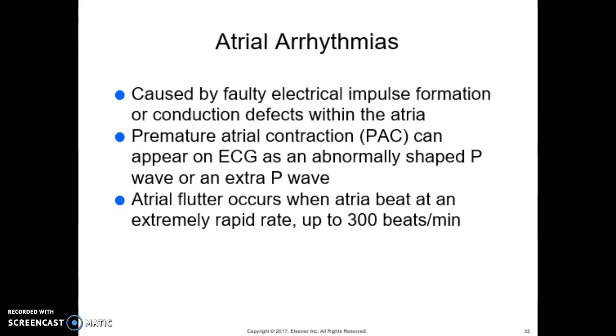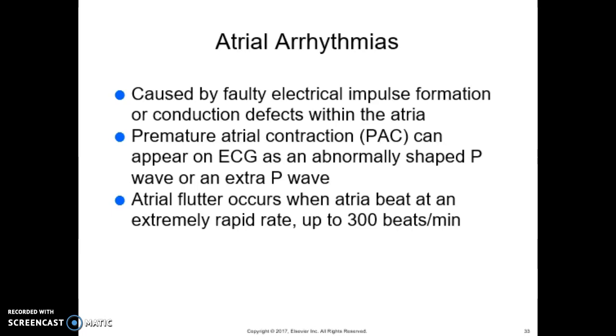Atrial arrhythmias are caused by faulty electrical impulses, formation or conduction defects within the atria. Premature atrial contractions, or PACs, can appear on an EKG as an abnormally shaped P wave, or there might actually be an extra P wave there. Atrial flutter occurs when the atria beat at an extremely rapid rate, up to 300 beats a minute.